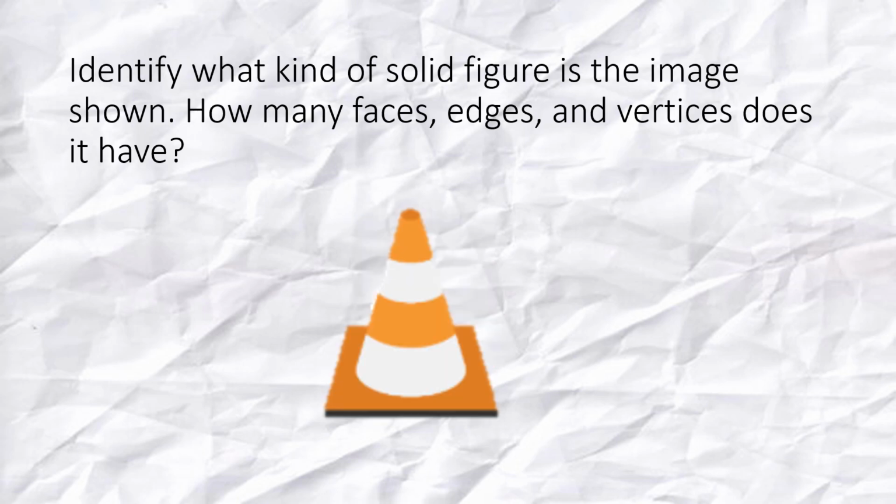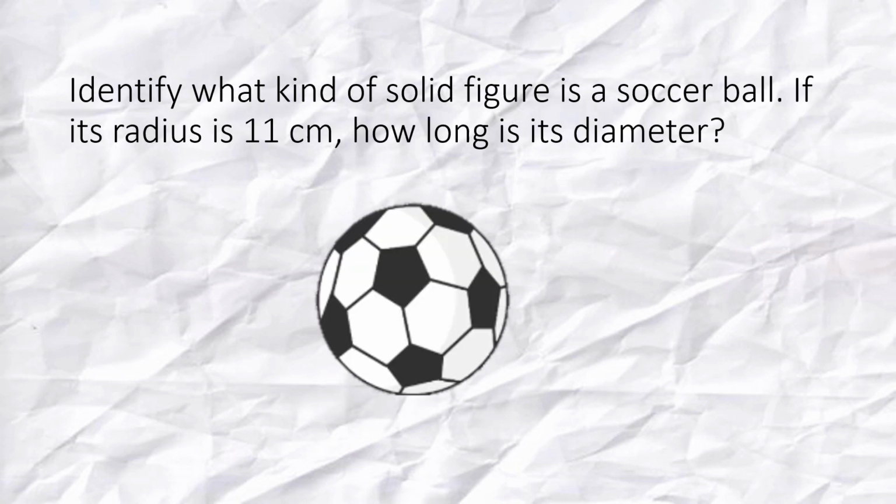Identify what kind of solid figure is the image shown. How many faces, edges, and vertices does it have? This image that you can see here is that of a traffic cone. A cone has two faces, one curved face on its body and a circular face. It has only one edge, the circle lining the circular base, and it has one vertex directly above the center of its base.